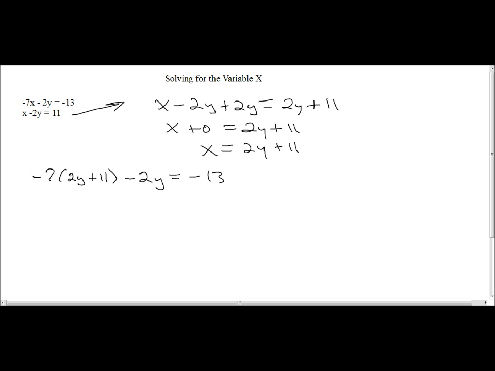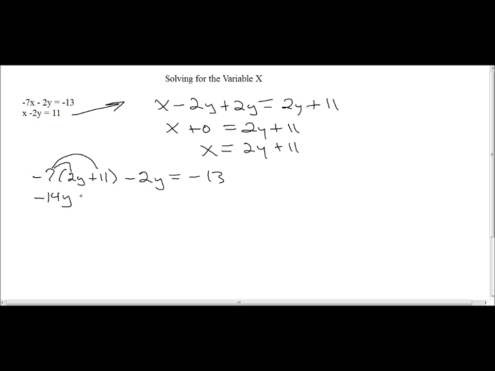Okay, so now we do the distributive property by distributing a negative 7 times everything inside. So you have a negative 7 times 2. That's going to give us a negative 14y, negative times positive, always a negative, plus a negative 77.